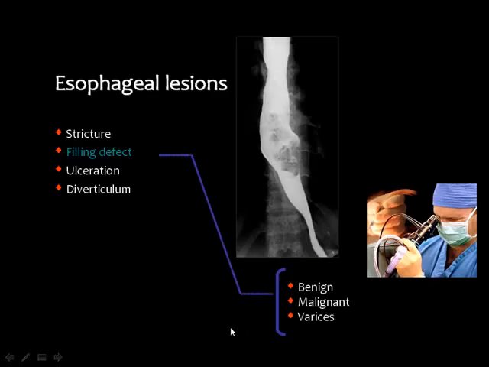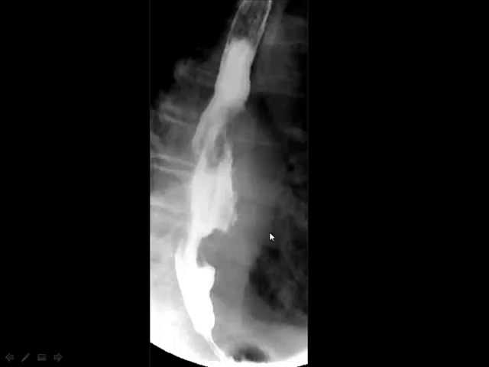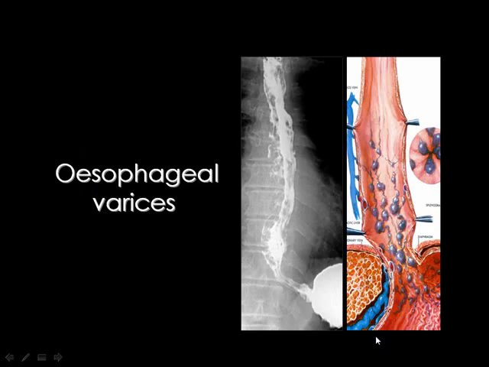Then we come to the filling defects inside the esophagus, and these filling defects represent benign and malignant lesions and also esophageal varices. Actually, whenever you look at a filling defect in the esophagus, you cannot reach the diagnosis without the help of an endoscope. And this one, because of the marked irregularity and the destruction of the esophageal outline, is considered the malignant one.